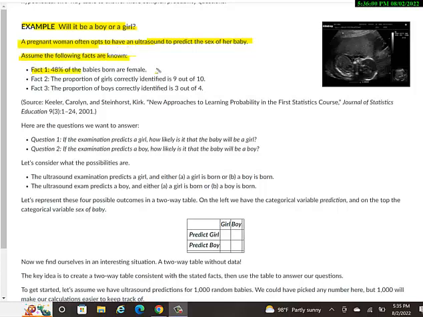Fact 1, 48% of the babies born are female. Fact 2, the proportion of girls correctly identified is 9 out of 10. Fact 3, the proportion of boys correctly identified is 3 out of 4. Oh, that's not great.